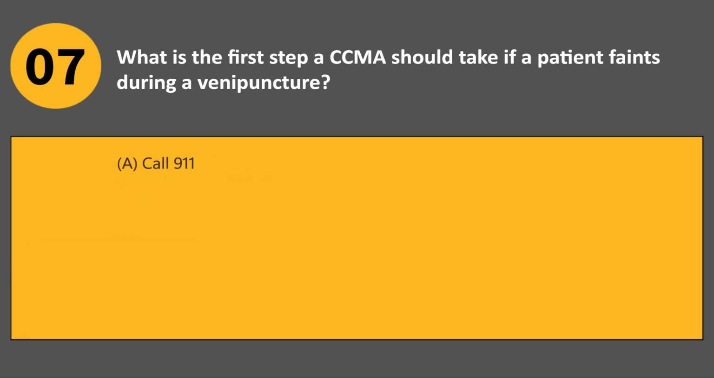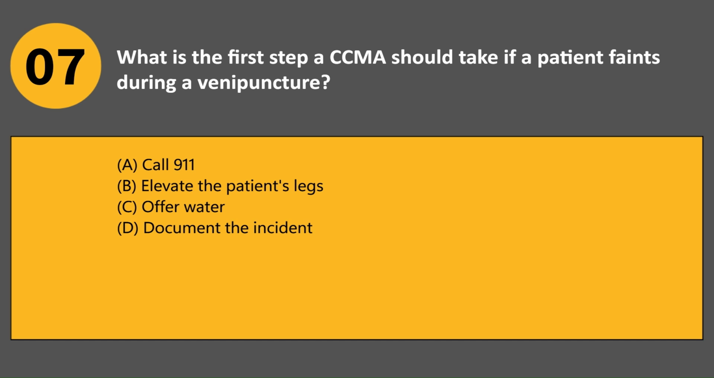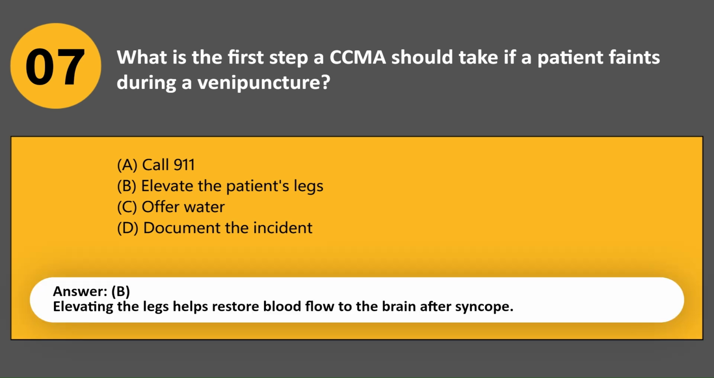What is the first step a CCMA should take if a patient faints during a venipuncture? A. Call 911. B. Elevate the patient's legs. C. Offer water. D. Document the incident. Answer, B. Elevating the legs helps restore blood flow to the brain after syncope.